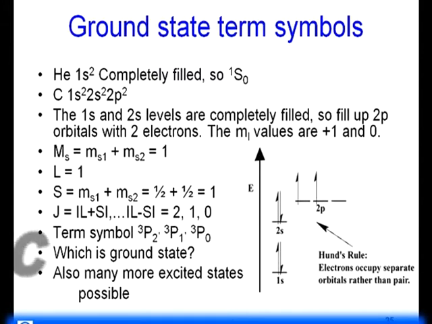Now the term symbol, so there are 3 term symbols which are possible. Our L was equal to 1, so we call it a P state.